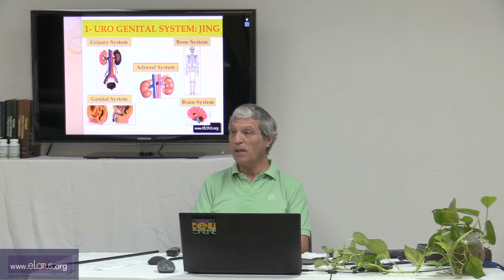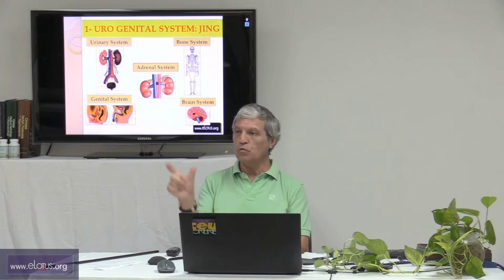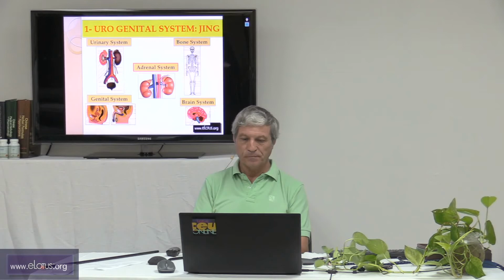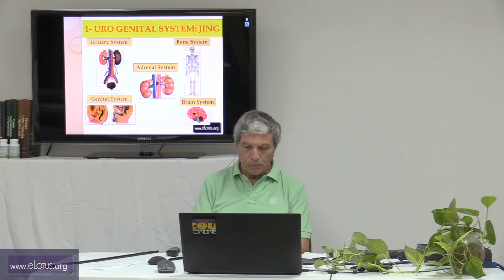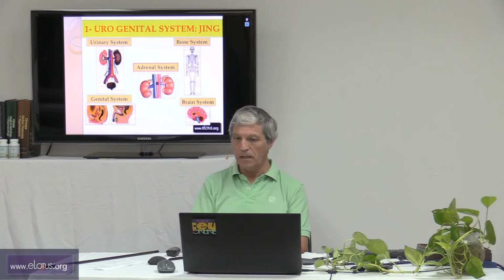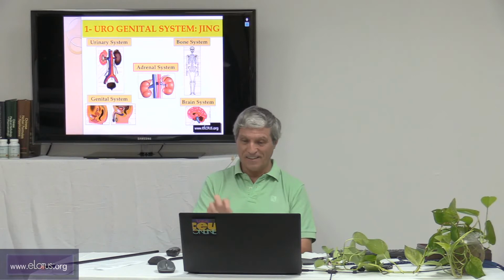Urinary system, no problem. Two kidneys, the bladder. Adrenal system, I think it's the most important system inside the urogenital system. Bone system. Genital system, no problem. Uterus, ovaries, and prostate, and so on. And the brain system, a part of the brain belongs to the urogenital system. But in fact, all symptoms of these systems belong to the urogenital system.